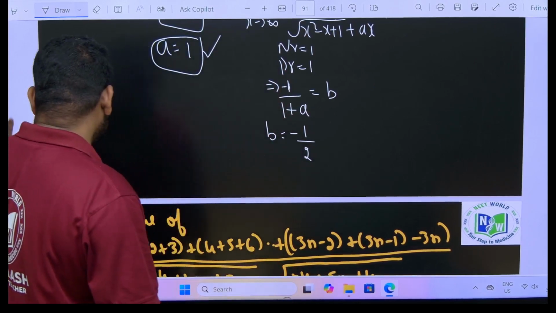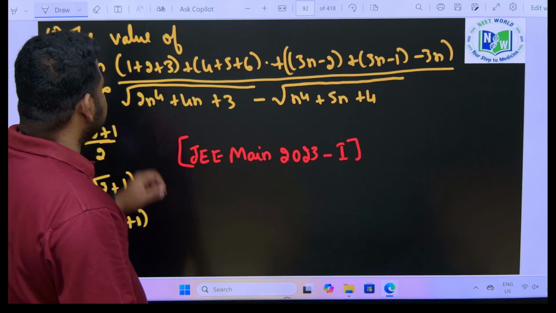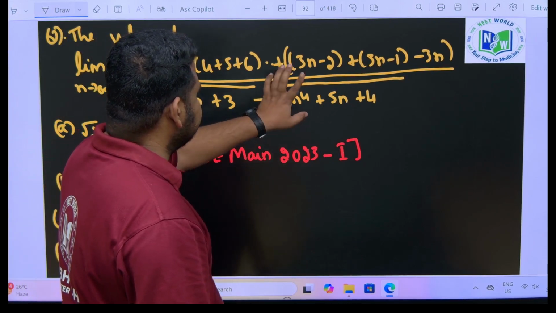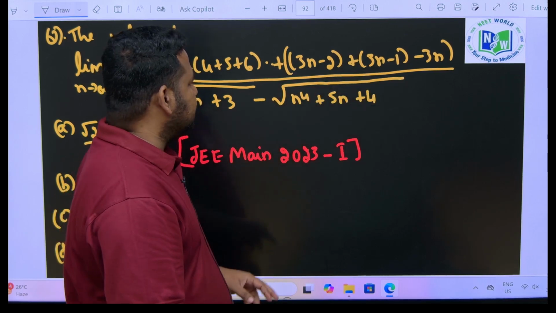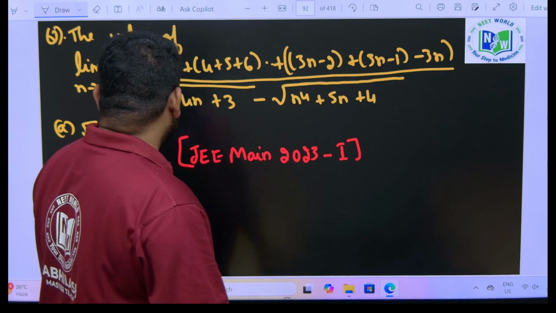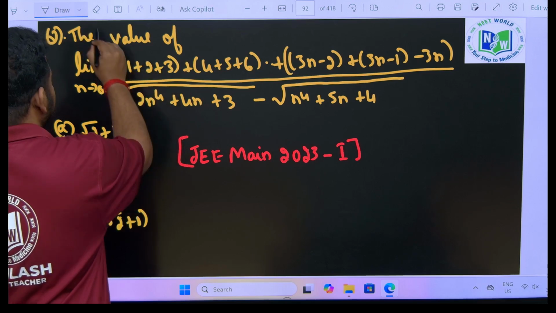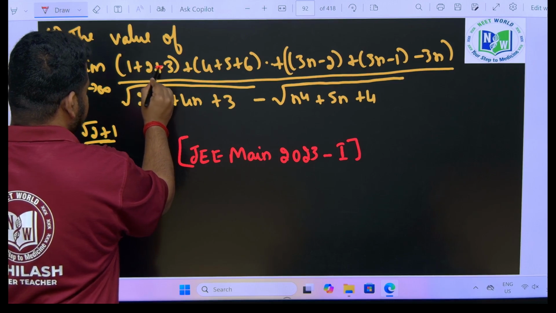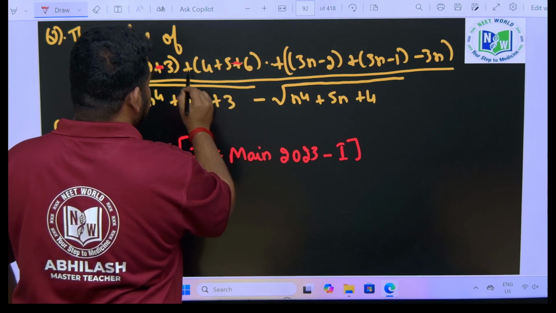Next question, friends. They have given 1 plus 2 plus 3, 4 plus 5 plus 6, and so on, plus 3n minus 2, plus 3n minus 1 minus 3n, divided by this one is equal to what? Actually this should not be plus, it should be minus. There is a mistake in the question. As per the PYQ, this is minus, and this is also minus.